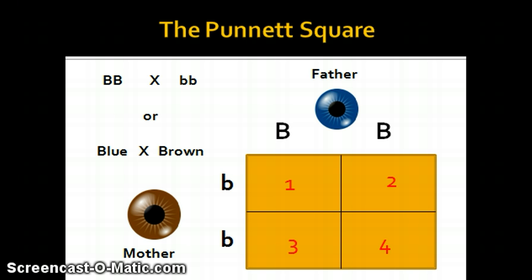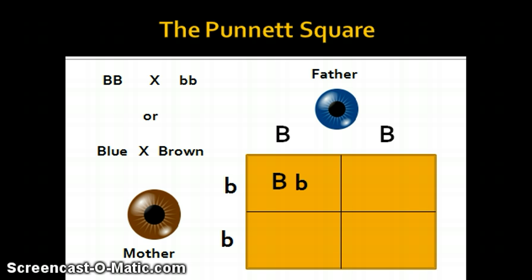Let's begin completing this Punnett square. First, we will take the father's first capital B allele and place it in quadrant 1. Then we will take the mother's first lowercase b allele and place it in quadrant 1 also. Quadrant 1 is complete. Let's move on to quadrant 2.